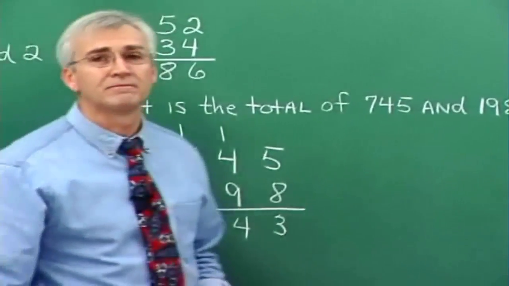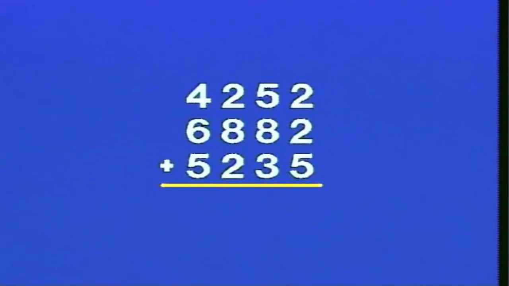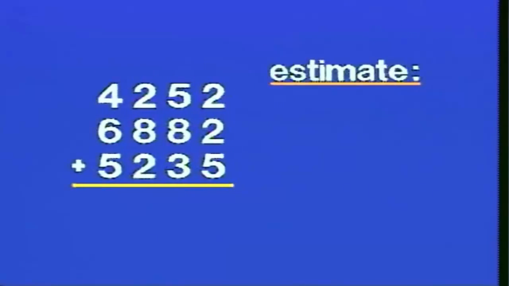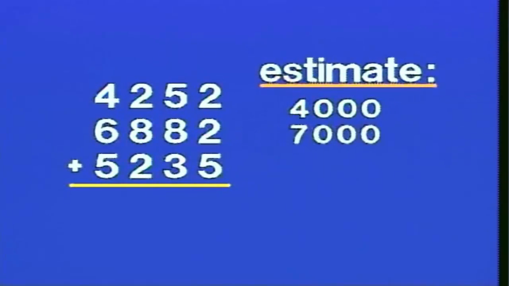Here's another problem. Suppose we want to add these three rather large numbers. We might begin by estimating what our answer may turn out to be. And we can perform this estimate by rounding our three numbers. 4,252 rounded to the nearest thousand would be 4,000. 6,882 to the nearest thousand is 7,000. And 5,235 to the nearest thousand is 5,000.